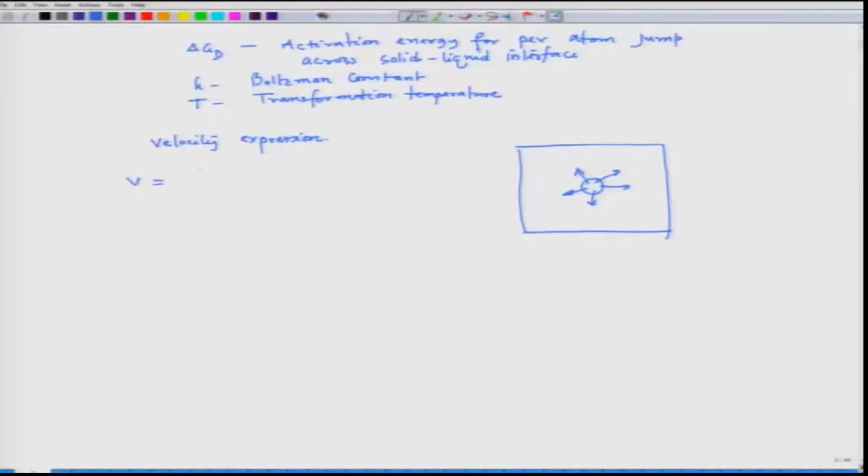Those shapes are possible. Now, the velocity expression, if we write it, can be written in this form: V = (d/a)(1 − exp(−ΔHm ΔT / R Tm T)), where d is the diffusivity of the atom.